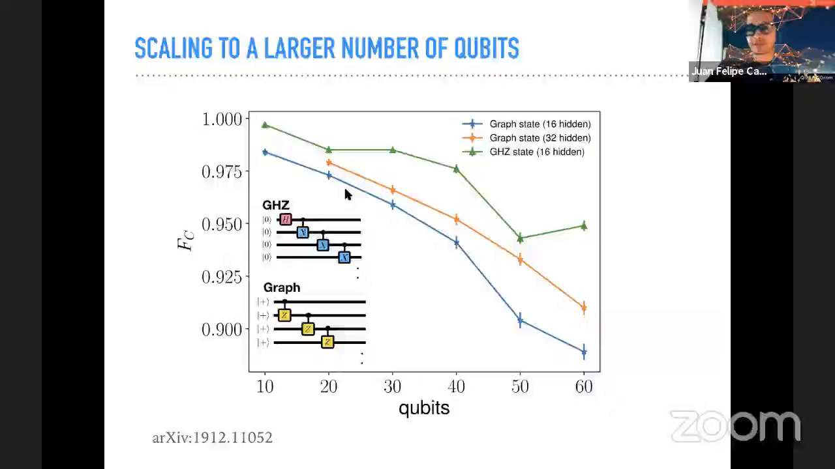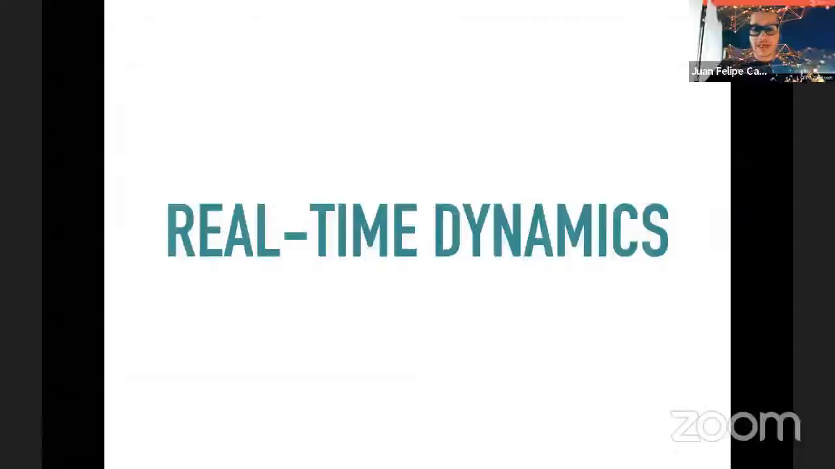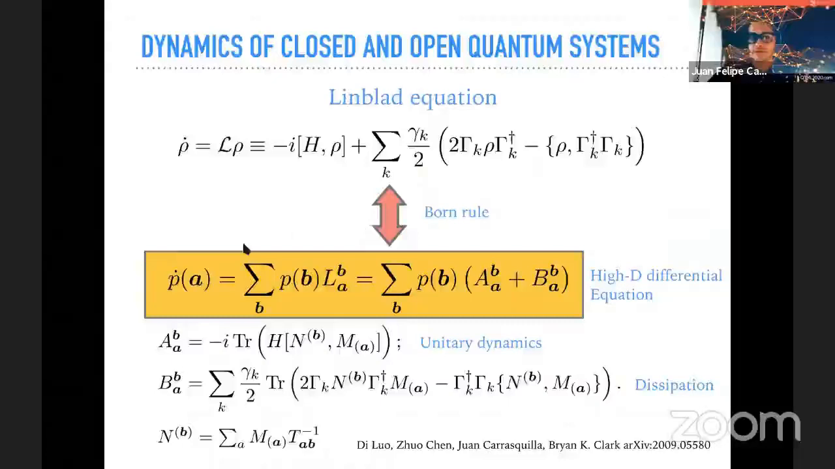Finally, in the last 2 minutes, I wanted to discuss quickly real-time dynamics. What we've done so far is discrete time dynamics. Now we can do continuous real-time dynamics. For that, we wrote the Lindblad equation in terms of these probability distributions. So you go from this equation, use Born rule, and you get this high-dimensional differential equation in probability, where this A matrix is responsible for the unitary part, the Hamiltonian part, and B is responsible for the dissipative part.